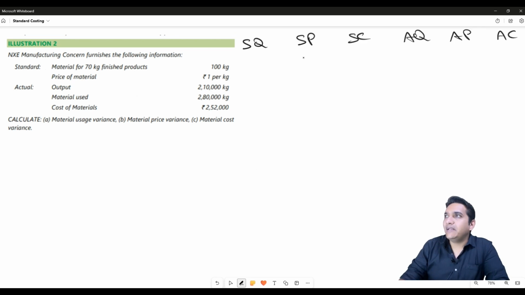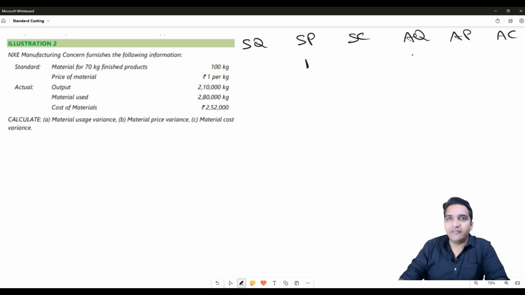Next, price of material, standard price. Have they given it? Yes, which is rupees 1 per kg. So I'll write it as 1. Then standard cost, we do not have the information available in the question. Neither can we calculate unless we get the standard quantity. So we will skip this for now.